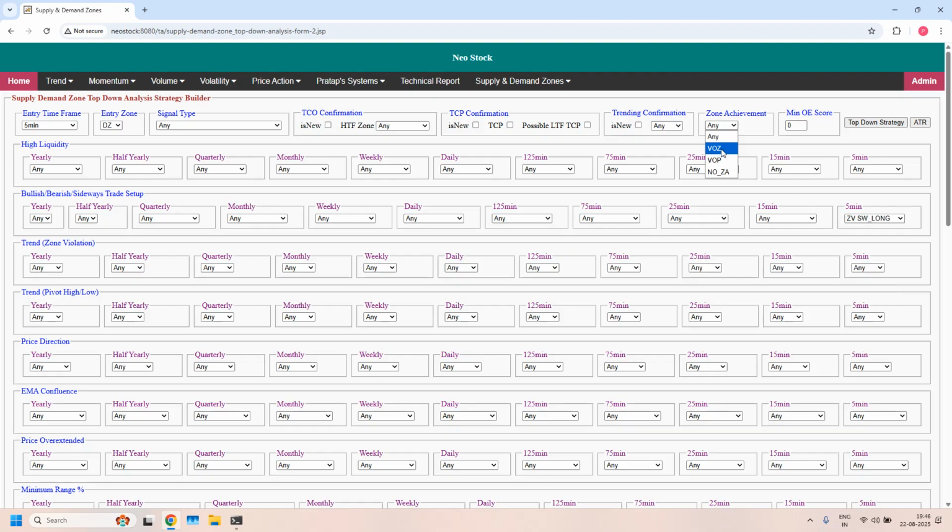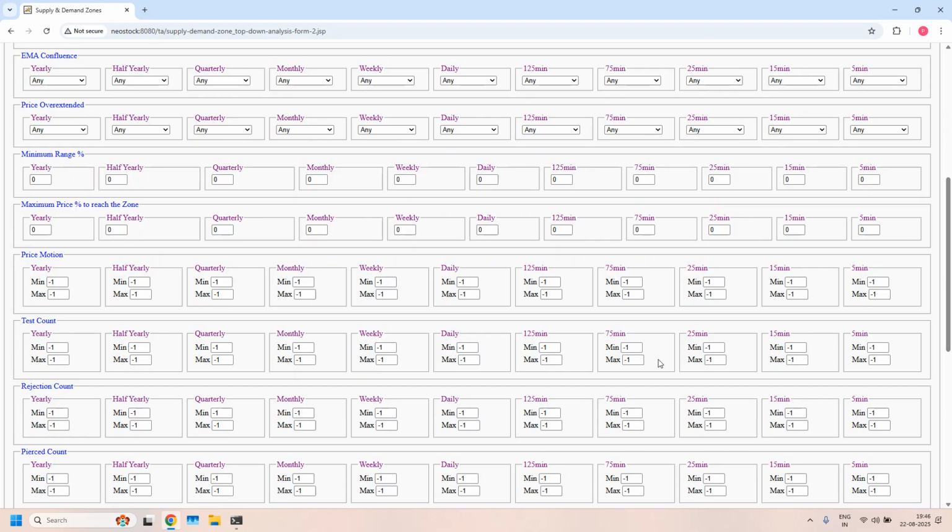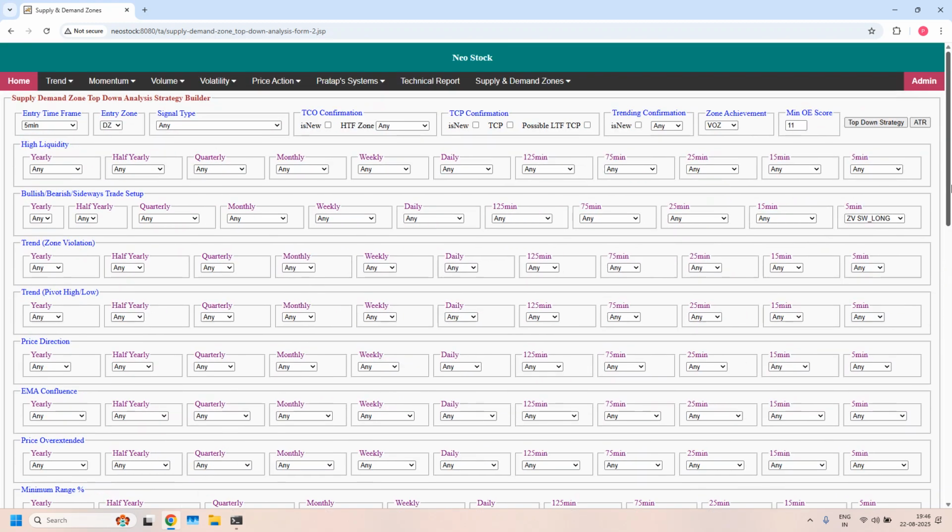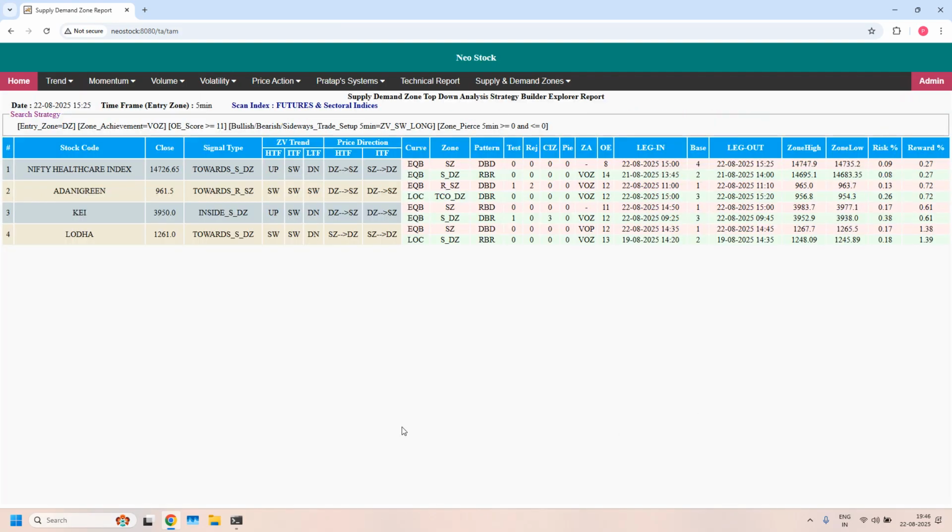Zone achievement is violated opposing zone. Minimum odd enhancer score should be 11 for sideways. And also 5 minutes demand zone should not be pierced. So for that, in the pierced count parameter at 5 minutes time frame, I am checking minimum value with 0 and maximum value 0. That means 5 minutes demand zone should not be pierced. So we got 4 stocks: sideways long trade setup for hourly income trade, and entry time frame zones are 5 minutes demand zones. Total we got 4 stocks.